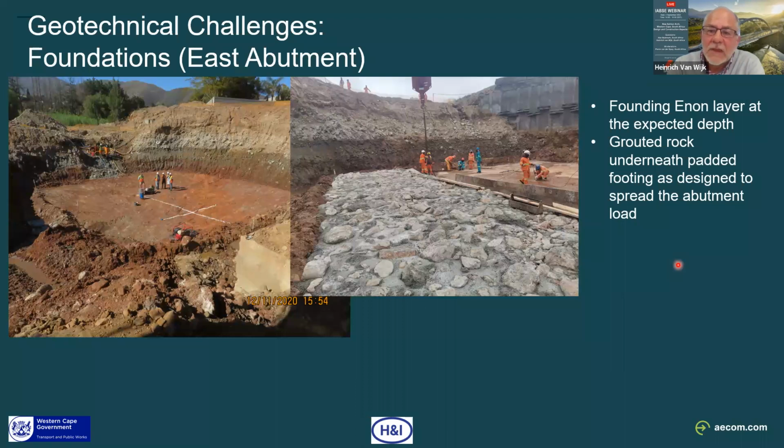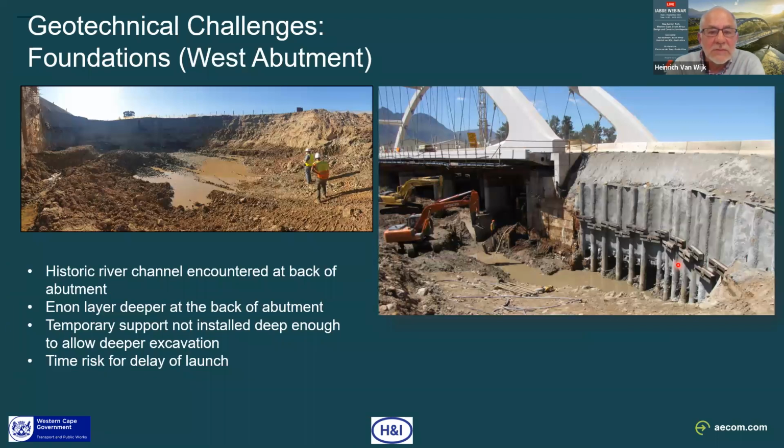But getting to the east-west abutment, when we started excavation, we ran into some problems with varying founding level, and we found that there was an unexpected dip in the founding layer, the intended layer that we wanted to found on. We actually had severe dewatering issues, and the temporary lateral support system was also not deep enough to achieve open excavation to those depths.